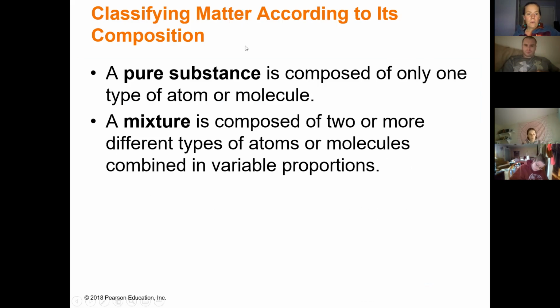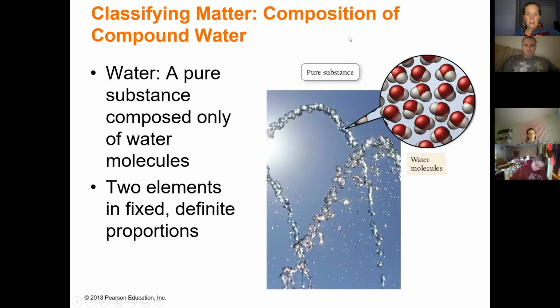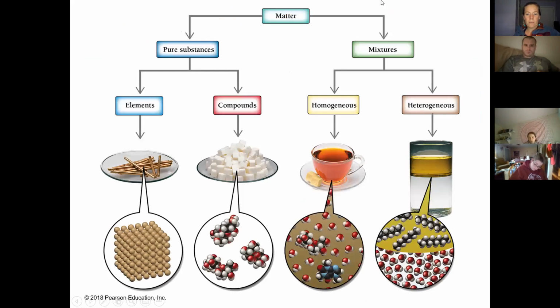Before we get into this, I want to skip forward because I like this. I don't know why they don't put the drawing first, but this is how we're going to organize matter. At the very top, we first classify that it's matter, which means that it has mass and takes up space. Then we're going to divide it into being either a pure substance or a mixture. Go ahead and write that down, pure substance or mixture.